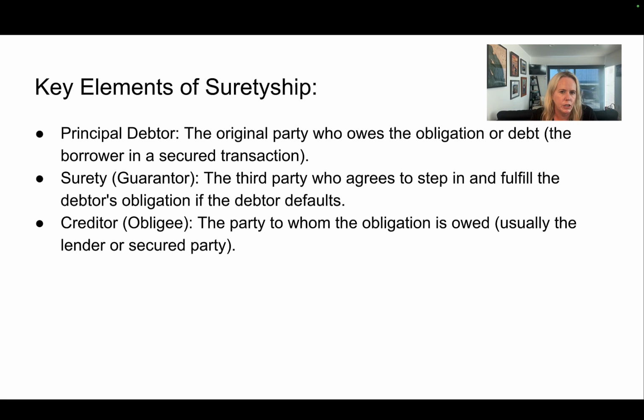Elements of suretyship. So we have the party who owes the obligation or the debt. We have the guarantor or the surety, who is the third party who's going to step in and fulfill the debtor's obligation if the debtor defaults. And then we have the creditor, who is the party to whom the obligation is owed. Usually it's the lender or the secured party.